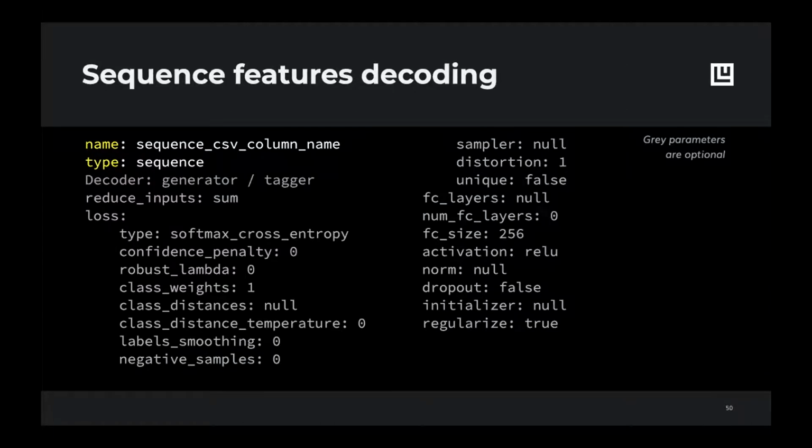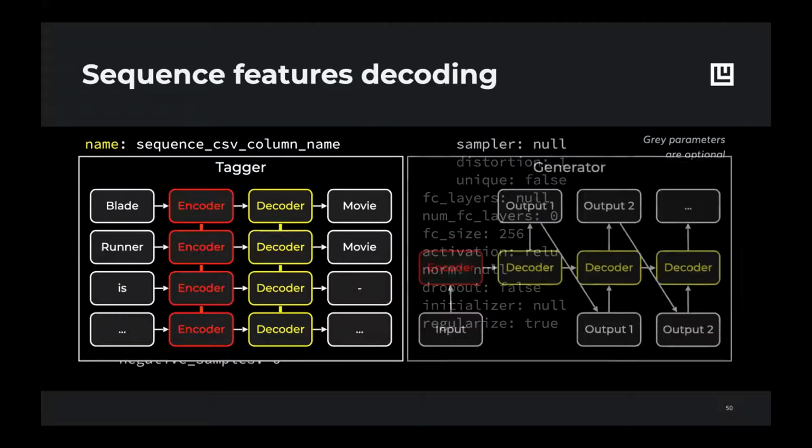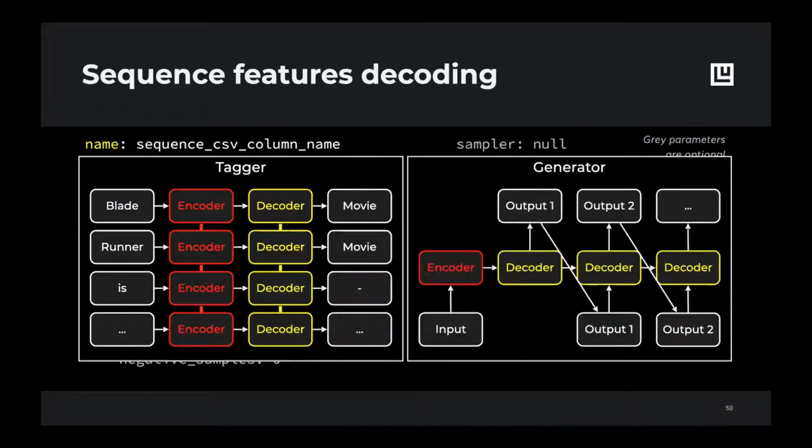Finally, you can also have sequence features as outputs, and there are two types of decoders that you can use for this: generator and tagger. The difference is that the tagger assumes that the input is a sequence and produces a sequence of the same length as output, tagging each single element of the input sequence. The generator, on the other hand, is more useful for tasks where the length of the input and the length of the output are not extremely related.